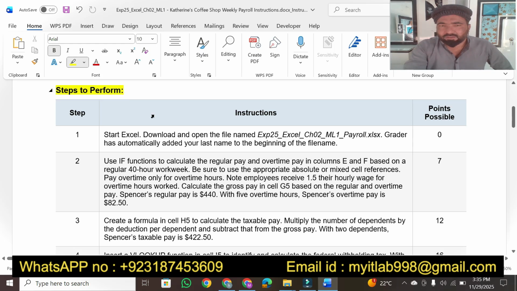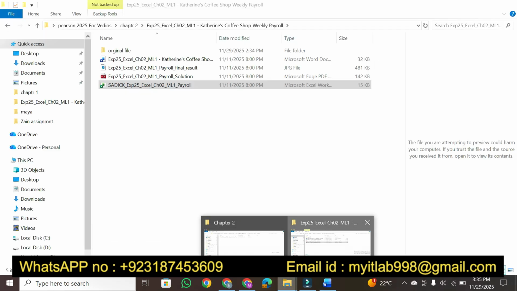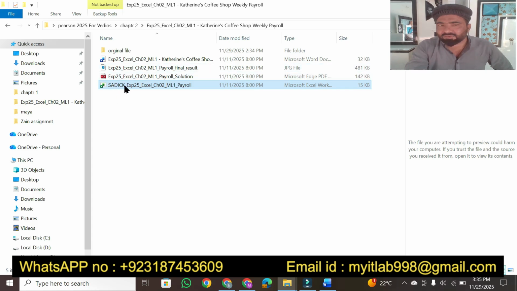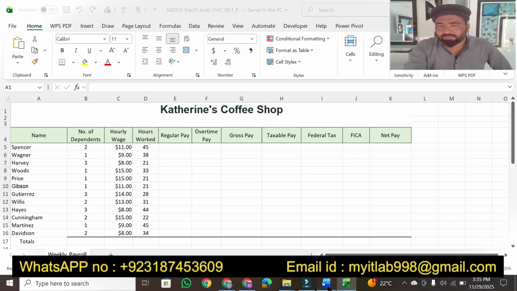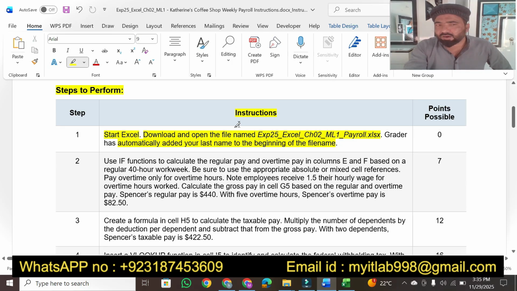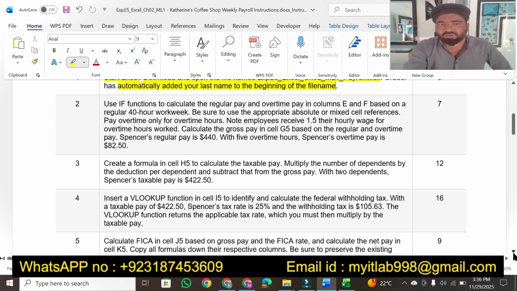Steps to perform. Here are the instructions. From here, start Excel, then download and open the file. The grader has automatically added your last name to the beginning of the file name. First we have to open our solution file. We got that solution file, and you may see our name is already added. So we have to open the solution file. It is just opening. Then the first part is done, in which we had to open our Excel sheet, or we call it the solution sheet. Now we are moving toward question number 2.